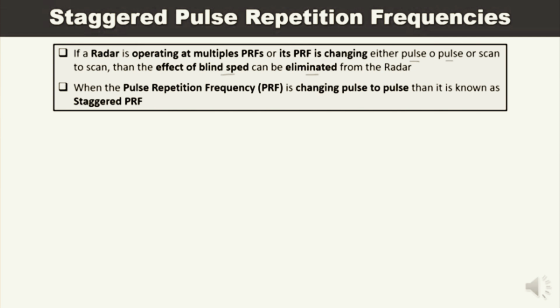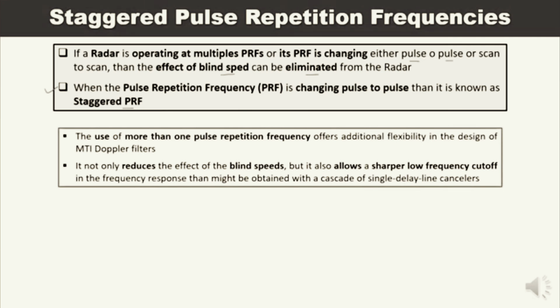The PRF can be changed from pulse to pulse, and if the PRF is changing from pulse to pulse, then it is known as a staggered PRF, a staggered pulse repetition frequency, about which we are talking in this video.